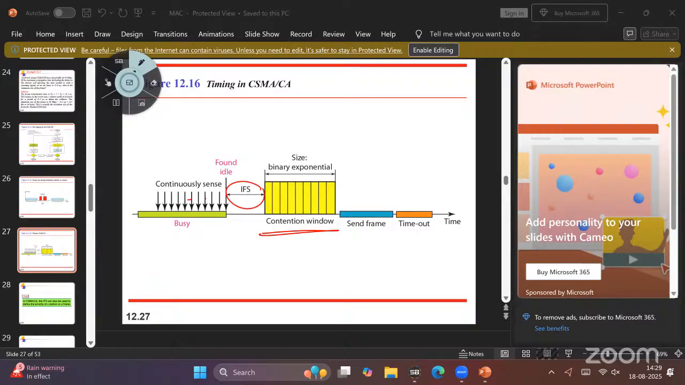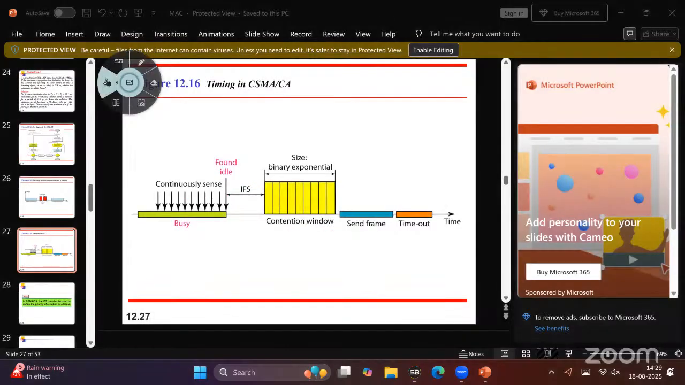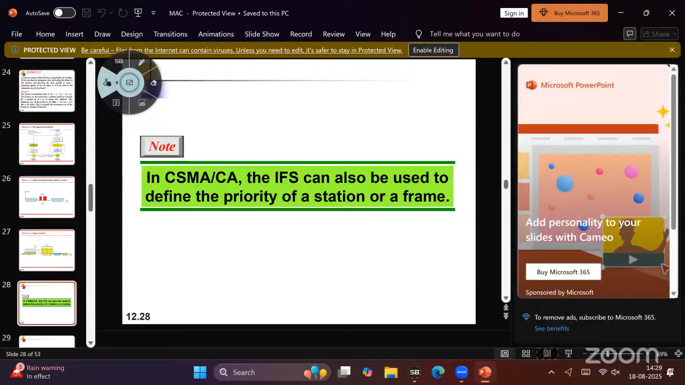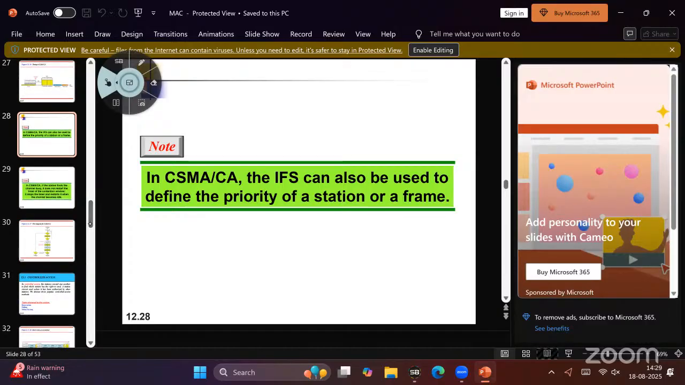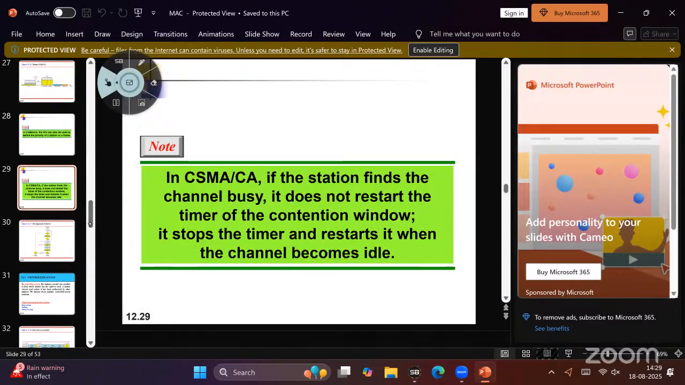So what is CA? Collision avoidance. In collision avoidance, we need to maintain some space, internal plane space. Because of the space, the frames should not be overlapped. That is CSMA/CA. These are the topics. Next we need to go over.